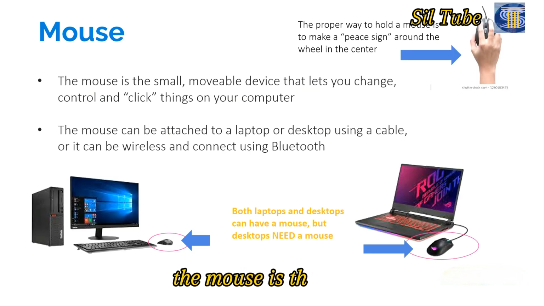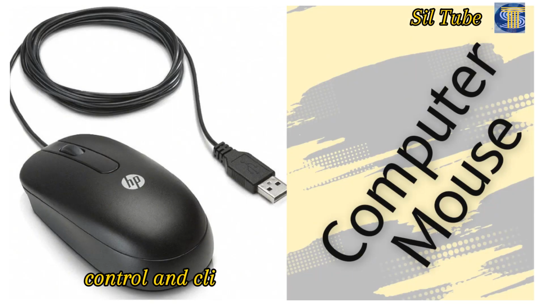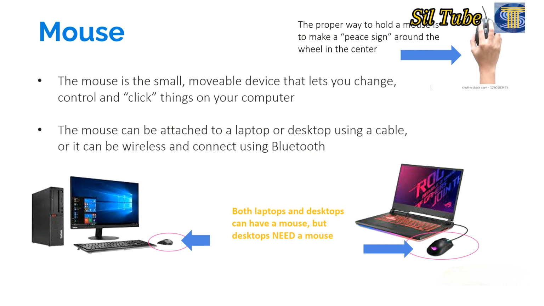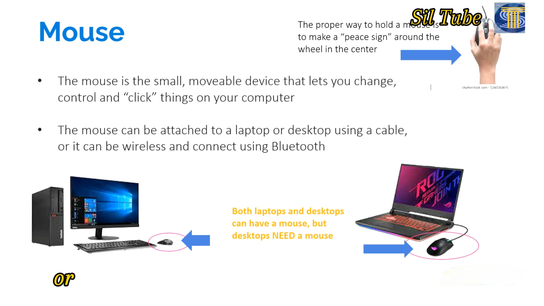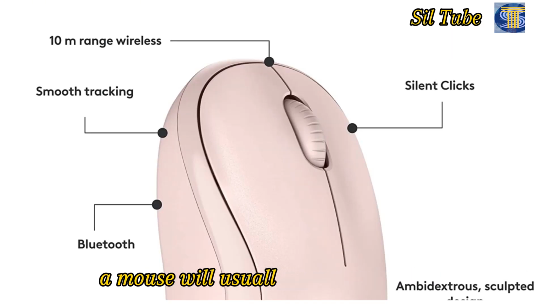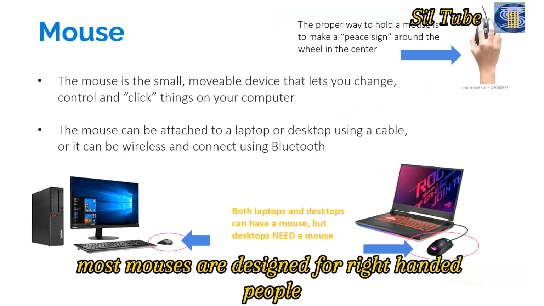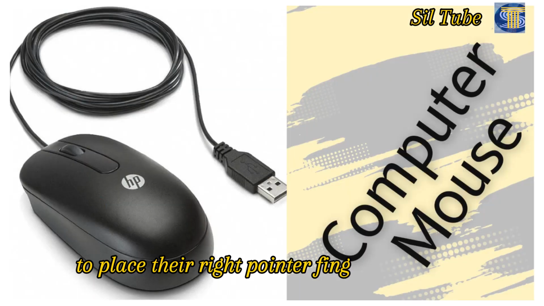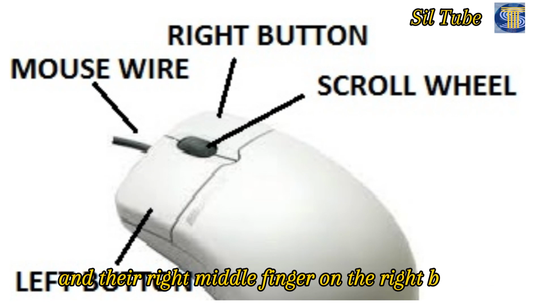The mouse is the small, movable device that lets you change, control, and click things on your computer. The mouse can be attached to a laptop or desktop using a cable, or it can be wireless and connect using Bluetooth. A mouse will usually have two buttons, a main button and a secondary button, with a wheel separating them. Most mouses are designed for right-handed people to place their right pointer finger on the left button and their right middle finger on the right button.